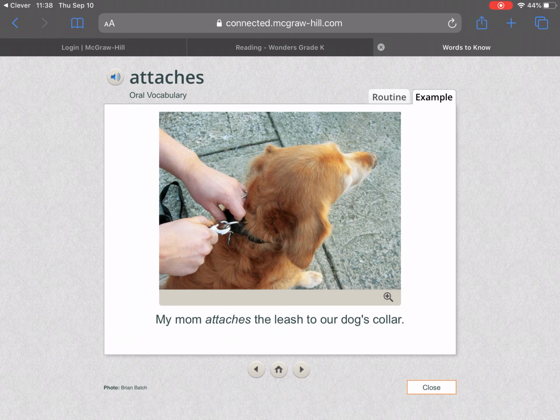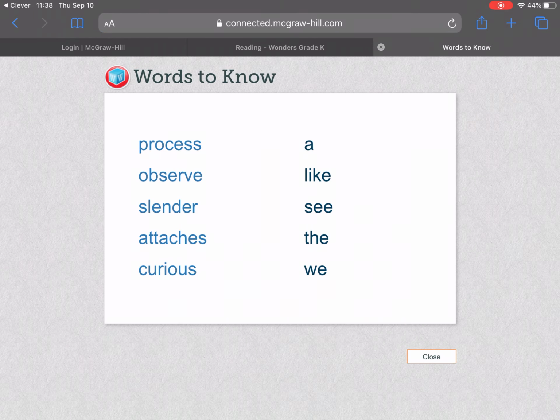So attaches. So we've talked about observe and curious already. Process, remember we're just going to go 1, 2, 3. Slender, we're going to put our hands really close together to show that that's thin. And attaches, we're going to put our fingers together so that they're attached together. All right, so when we read our story in a few minutes, be sure to listen for those words and do the motions while you hear them.